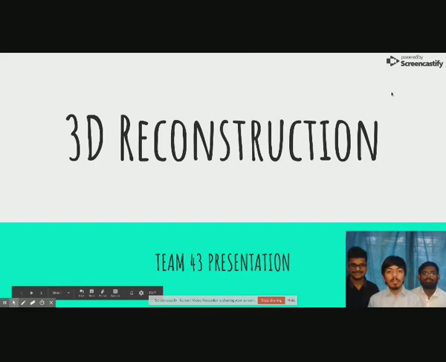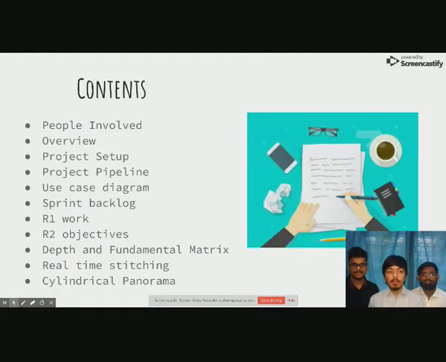Hey guys, we are Team 43 presenting our final project, 3D reconstruction. Today we'll be discussing the people involved, overview, project setup and the pipeline that we followed, the use case diagram and the sprint backlog, what we did till R1, our objectives in R2, and what we achieved in R2.